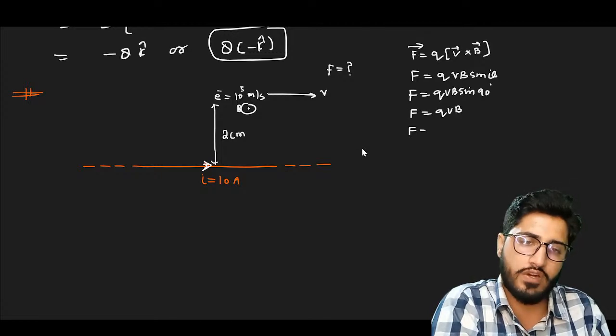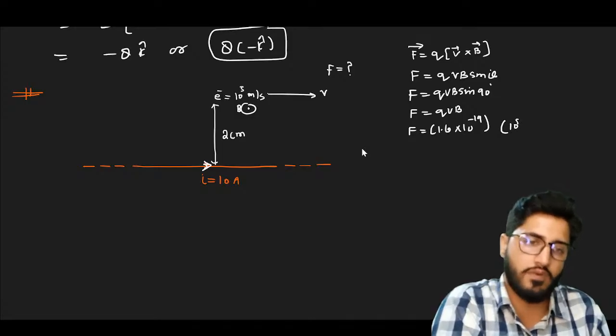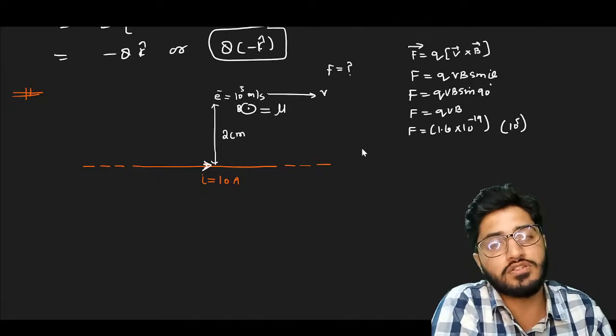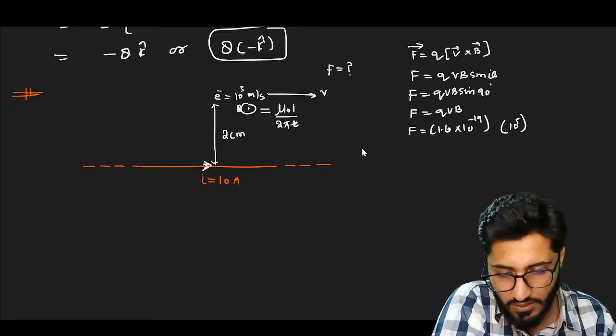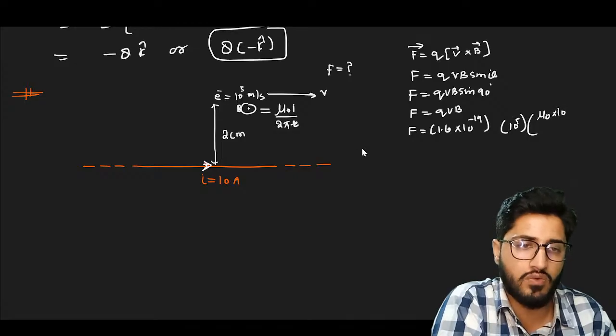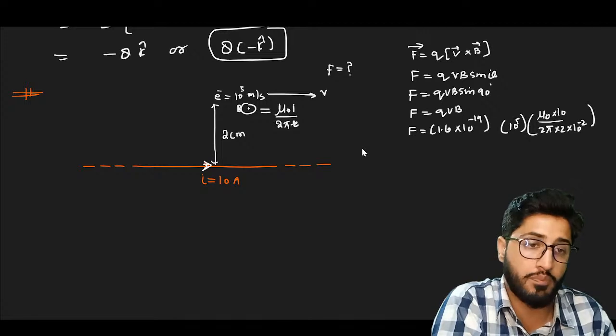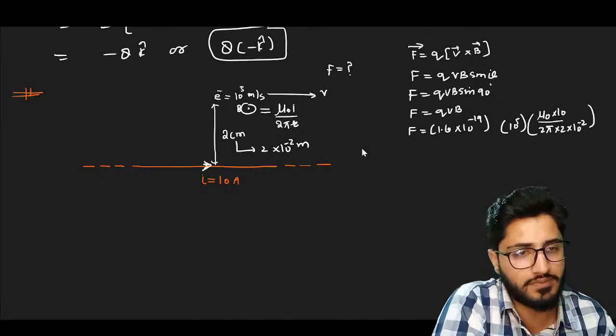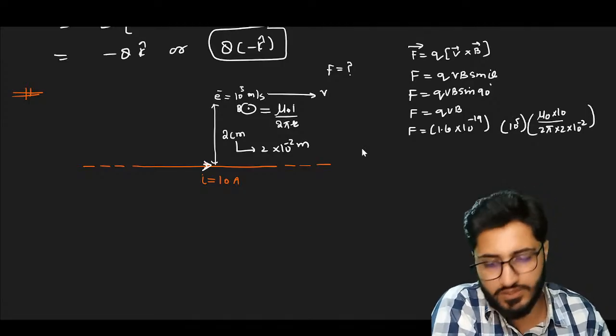What is Q? Q is the charge of the electron, 1.6 into 10 to the power minus 19 coulomb. V is 10 to the power 5. B is the magnetic field due to an infinitely long wire, which is mu naught I divided by 2 pi r. I is 10, r is 2 centimeter, so I can write 2 into 10 to the power minus 2 meter.